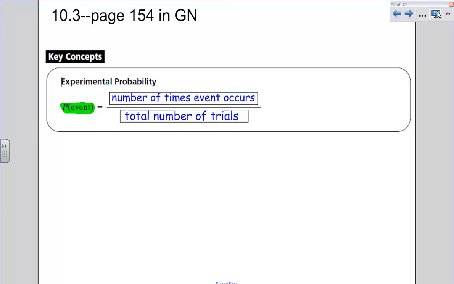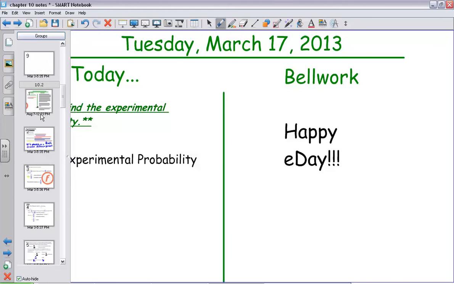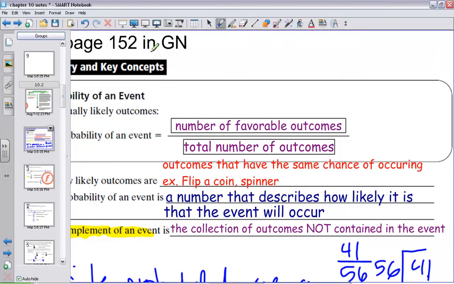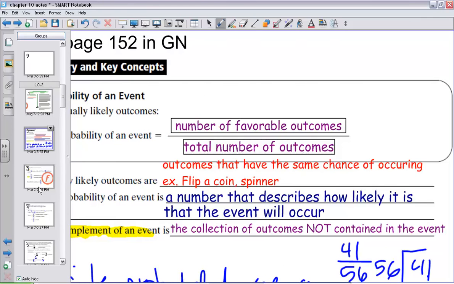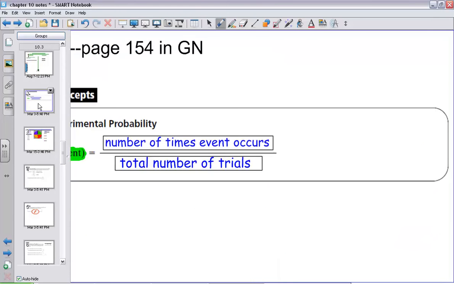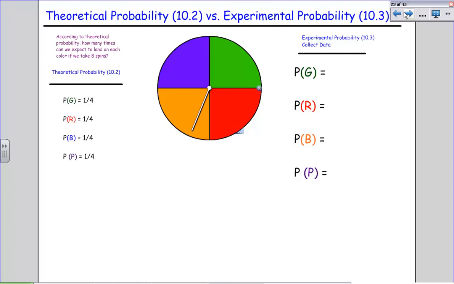If we go back and look at our 10.2 definition, let me find that for you real fast. Our 10.2 definition of probability was for equally likely outcomes, which was the number of favorable outcomes over the total number of outcomes. So notice now we're talking about trials as our denominator. Let's take a look at an example that'll make it easier for us.